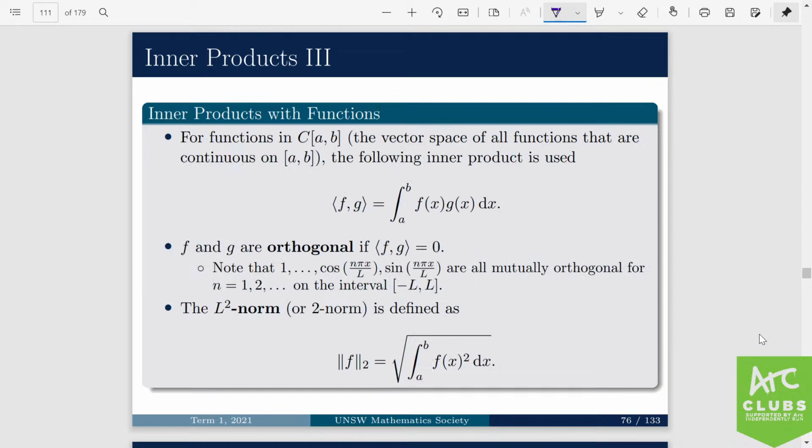With Fourier series, we're dealing with functions. So we're interested in inner products of functions, and the standard inner product is just the integral from a to b of the two functions multiplied. Note that these bounds are important, because if we change the bounds, we'll get a different integral. So this inner product depends on the bounds.